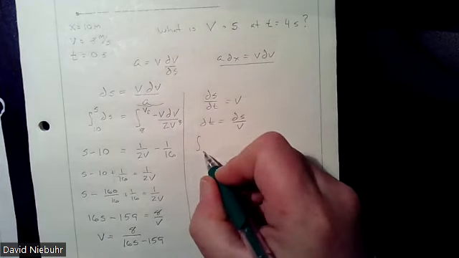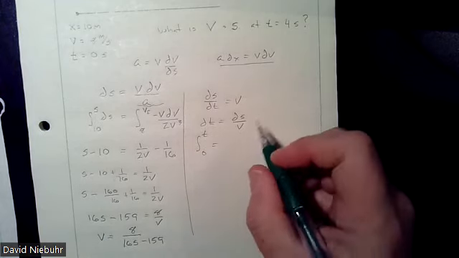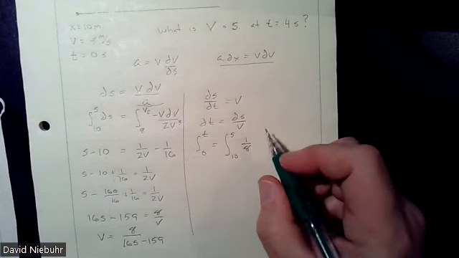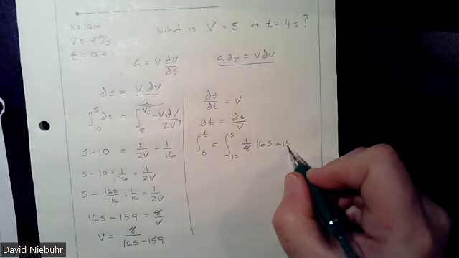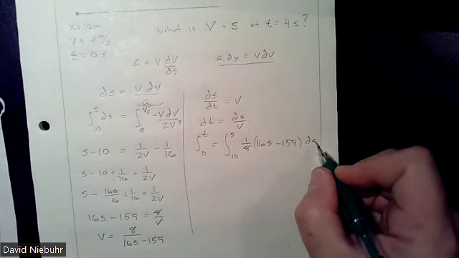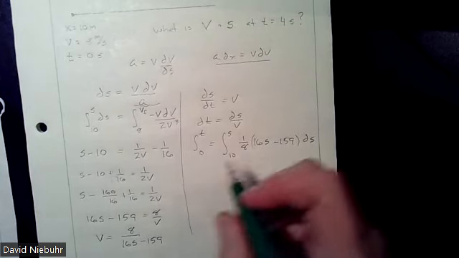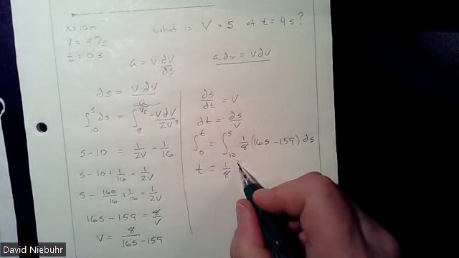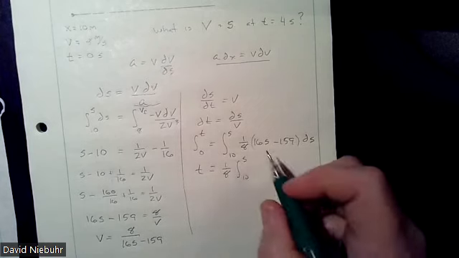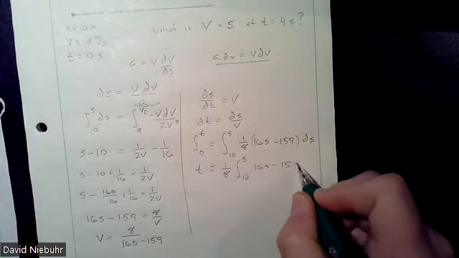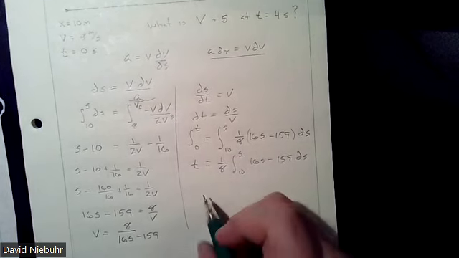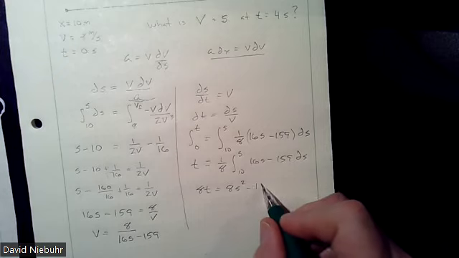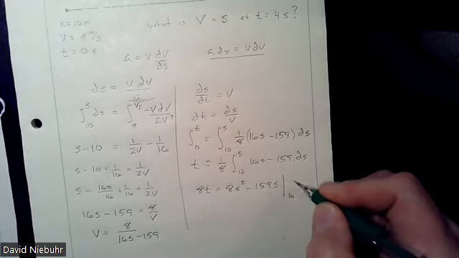So then we integrate 0 to t, and that's going to give us the equivalent of, from 10 to s, 1/8 times 16s minus 159 ds. All right. So afterwards, we end up with t on one side, and that equals what? Pull the 1/8 out, get the integral from 10 to s of 16s minus 159 ds. And then lastly, we get 8t equals 8s squared minus 159s, evaluated from 10 to s.